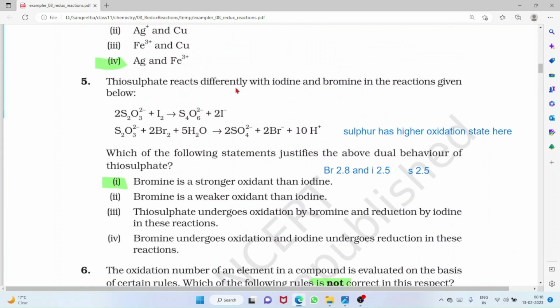Thiosulfate reacts differently with iodine and bromine, and the reaction is given below. So here you have to see the electronegativity. This is bromine, iodine and sulfur. The iodine and sulfur have almost the same electronegativity, but bromine has the higher electronegativity. So bromine is a stronger oxidant than iodine. This is the correct answer.